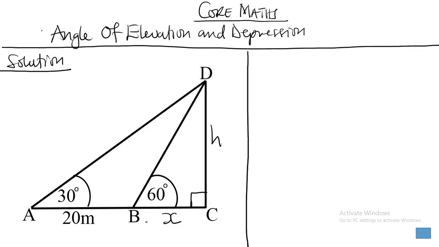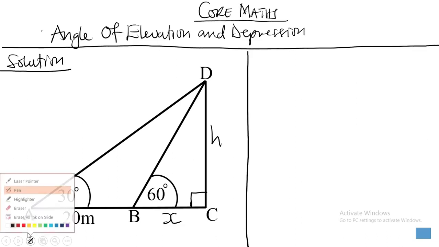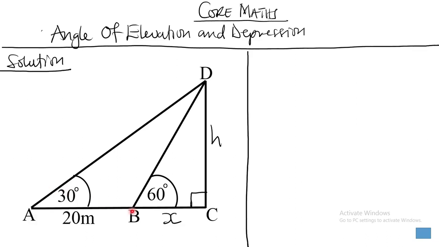Right. Now looking at the diagram again, we realize that it is two right angle triangles put together: right angle triangle ACD and right angle triangle BCD. And looking at the diagram also, they all have the same perpendicular height, which is CD.